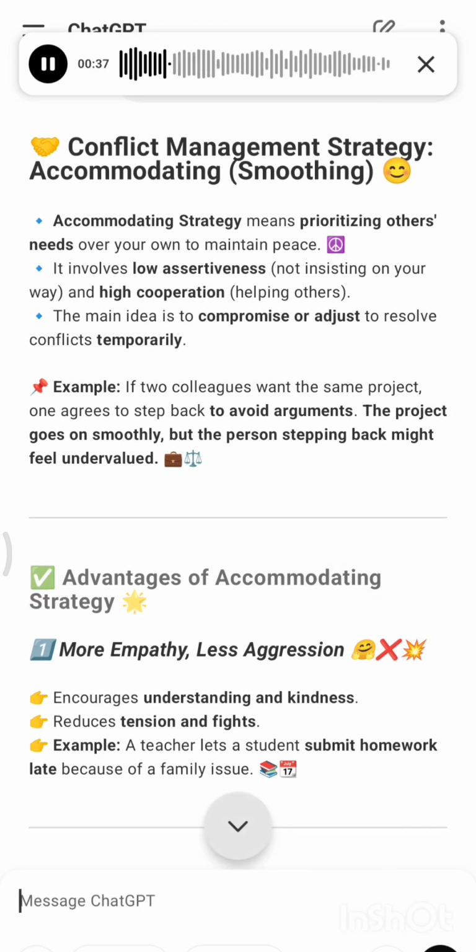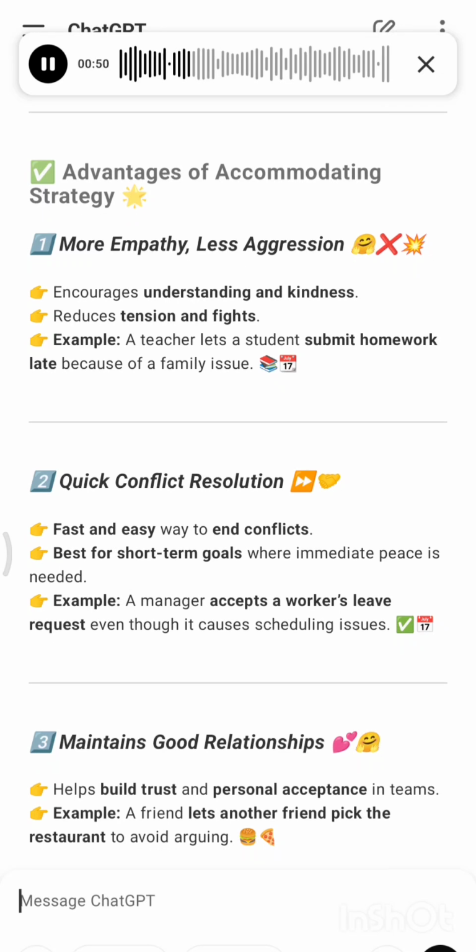Advantages of accommodating strategy. 1. More empathy, less aggression. Encourages understanding and kindness. Reduces tension and fights. Example: a teacher lets a student submit homework late because of a family issue.